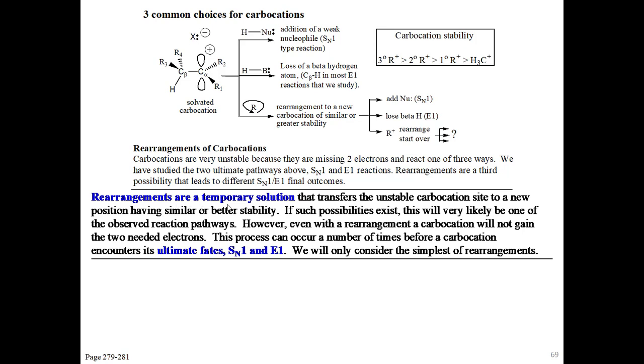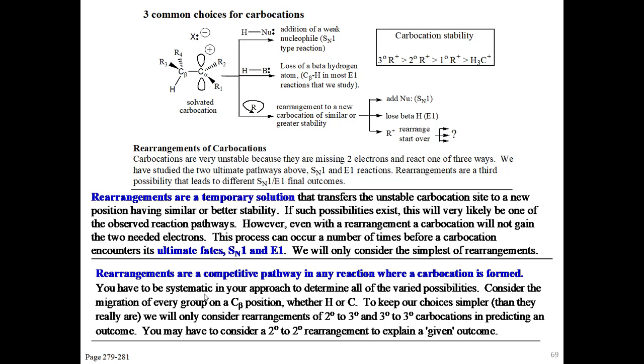Okay, so rearrangements are a temporary solution. If you do a rearrangement, it's because you're making something of equal stability or better stability, and then you just start thinking all over again, substitution or elimination. Those are the possibilities. So rearrangements are very competitive with those other possibilities. Add a nucleophile, lose a C beta H.